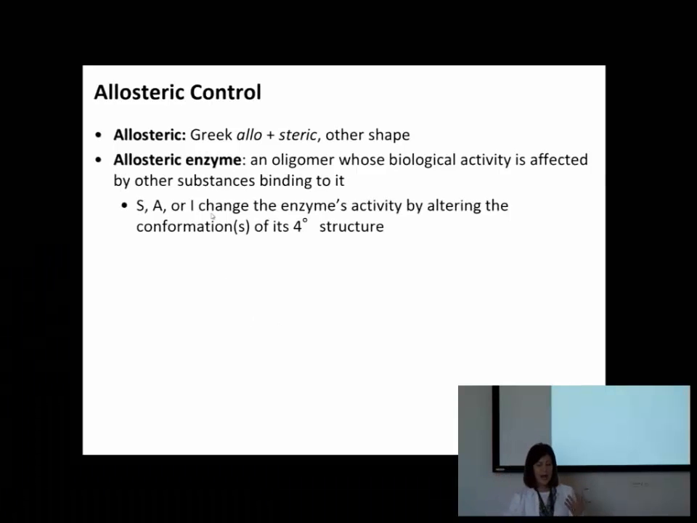And S, A, and I. S is the substrate, A is an activator, and I is an inhibitor. And all of those are going to change the quaternary structure. All of them are allosteric effectors. They can be inhibitors or activators.